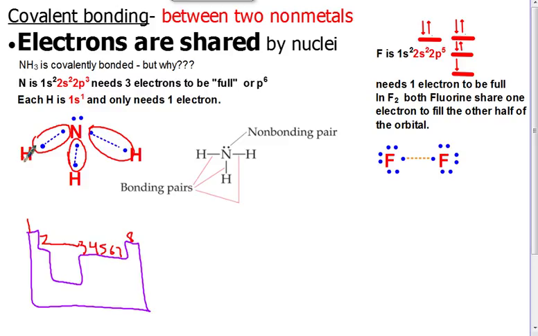What about the hydrogen? Hydrogen had 1. Now it's sharing. How many does the hydrogen have? 2. What element has 2 valence electrons? Helium. Is that a noble gas? So hydrogen wants to look like helium, also a noble gas.